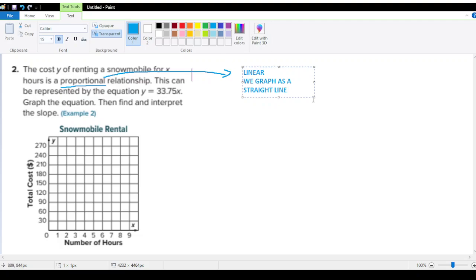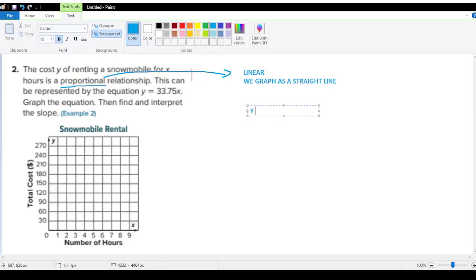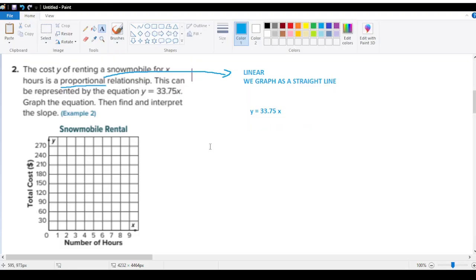Okay, now this can be represented by the equation y equals 33.75x. So he gave us the equation, and what we need to do is graph it. Now Shamsa, in order to graph an equation, you can make a small table.